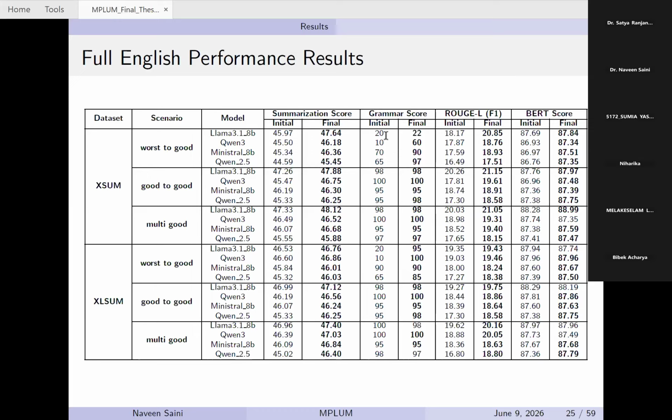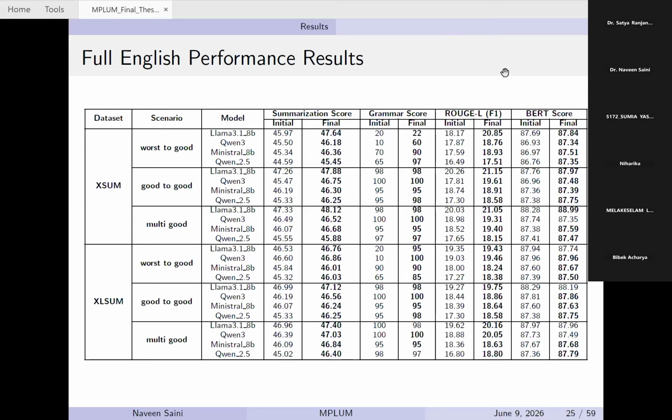So initially you can say 20, 10, 70, 65. We are going for worst to good. Prompts are initially worst in nature, but now it is greatly improved. But for the prompts which are already good in nature, you can see in good to good, the score is not improved too much, 90 to 91, because they are already good in nature. Obviously, logically. Okay. Now, in the worst to good, 20, 10, 90, 65, the grammatical score is already improved. You can see. Now, this is the Rouge score.